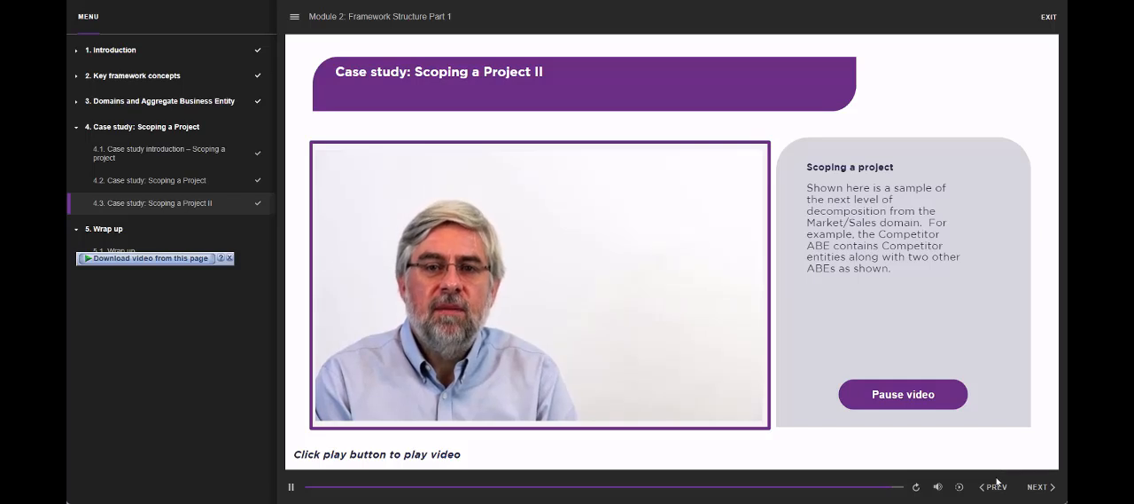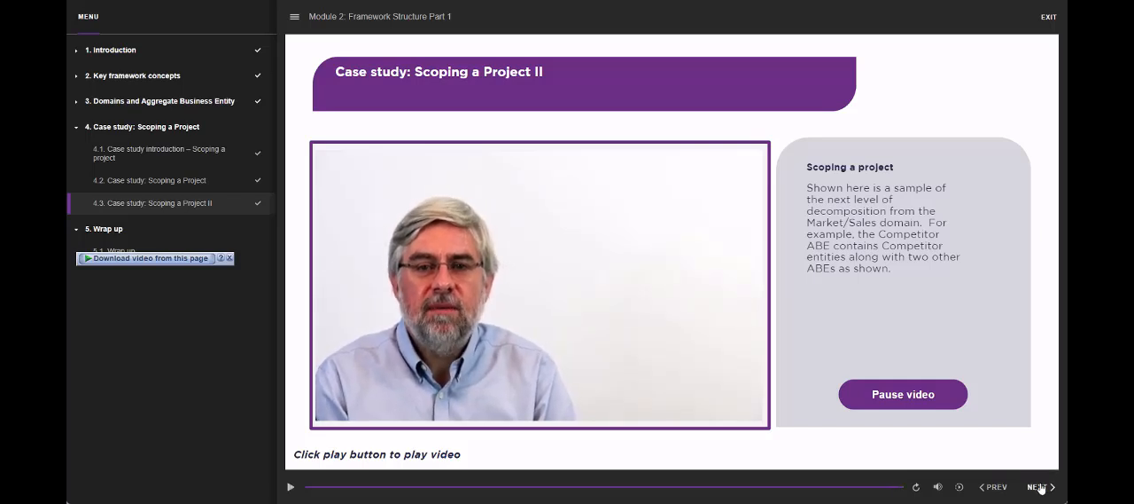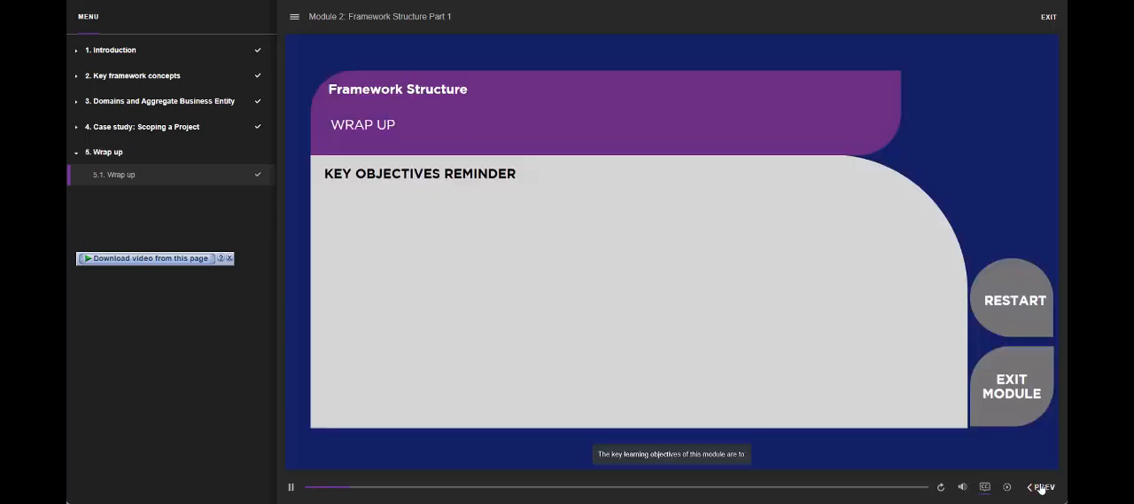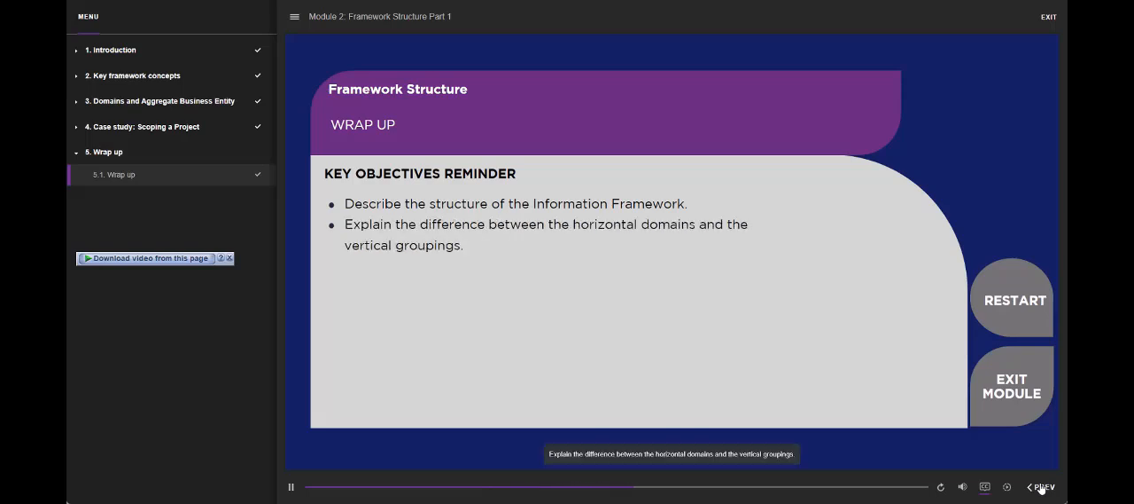That wraps up the case study. Let's move on to the next element. The key learning objectives of this module are to describe the structure of the information framework, explain the difference between the horizontal domains and the vertical groupings, express the key idea of the structure of an aggregate business entity, ABE.